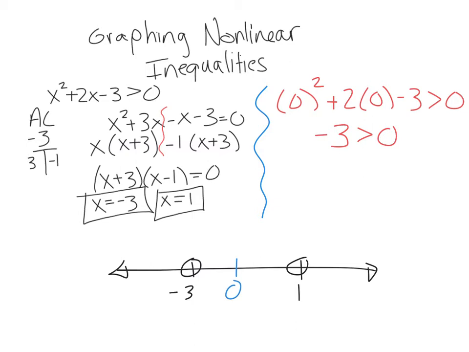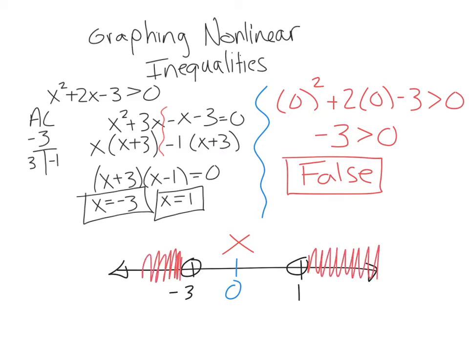Now, determine, is this true? Is -3 greater than 0? The answer to that is no. This is a false statement. So since this is false, this region right here, we are not going to shade in between the numbers, but rather we're going to shade on the outside, away from it.